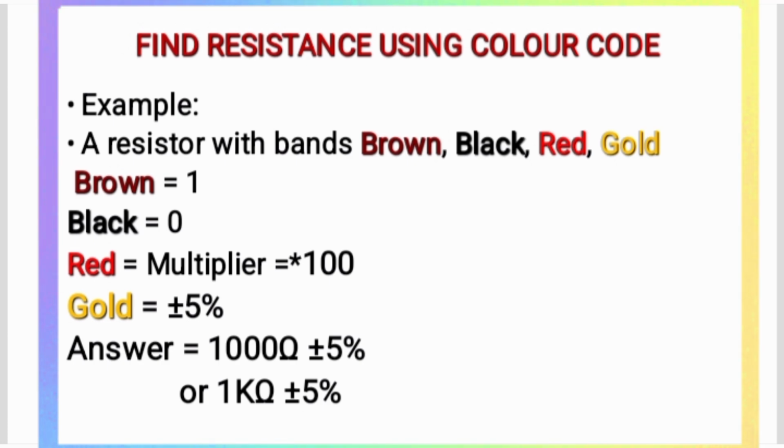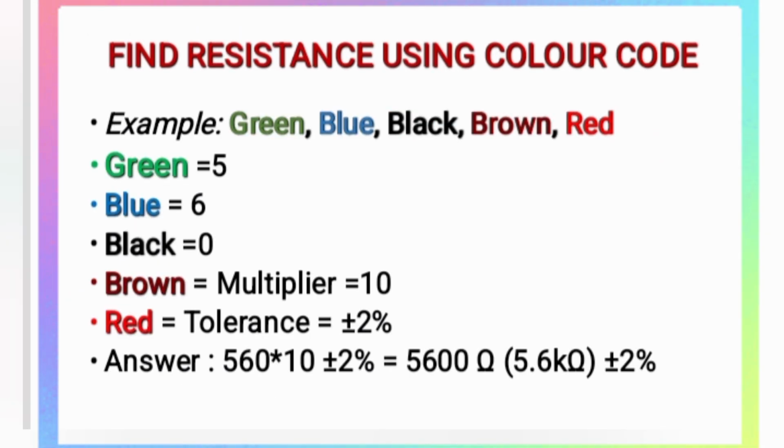Example: to calculate resistance for the following resistor with bands brown, black, red, gold. Brown equals 1, black equals 0, red equals multiplier 100, gold equals plus or minus 5%. Answer equals 1000 ohms plus or minus 5%, or 1 kilo ohm plus or minus 5% tolerance. Example 2. Find the resistance for the following bands: green, blue, black, brown, red. Green equals 5, blue equals 6, black equals 0, brown equals multiplier 10.